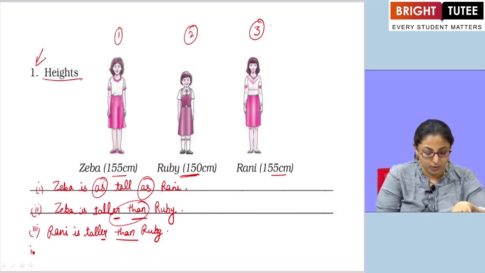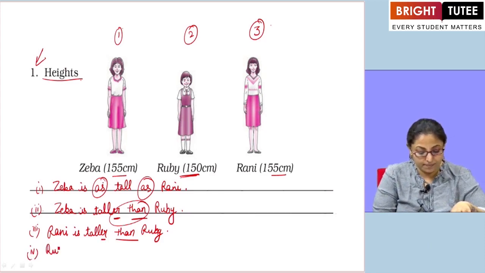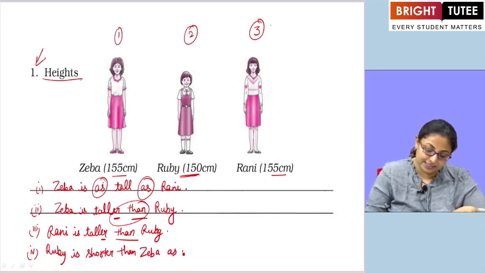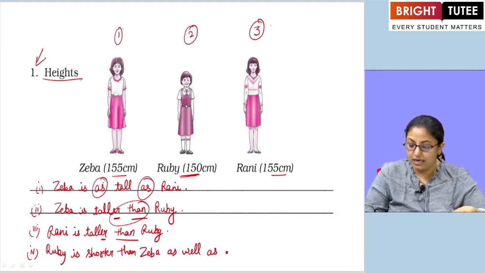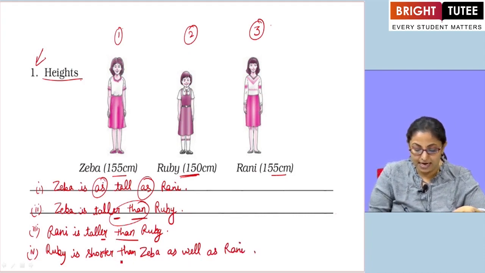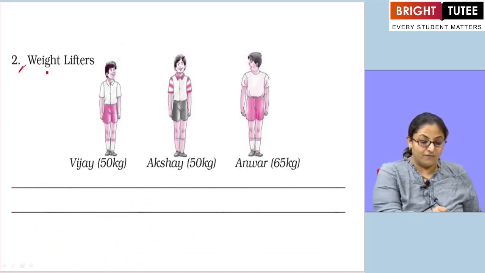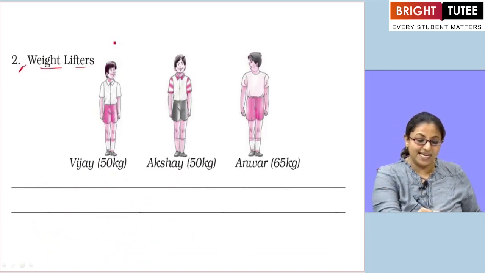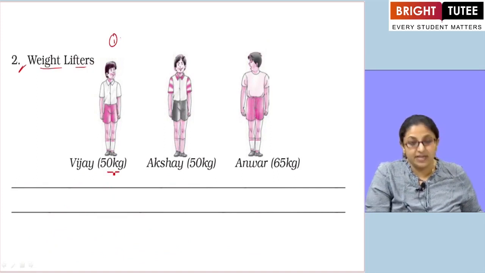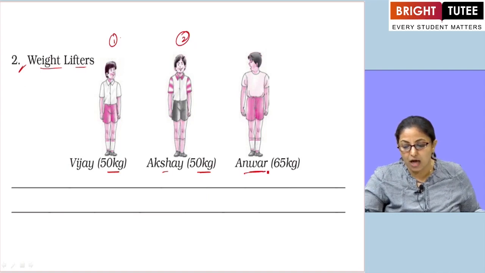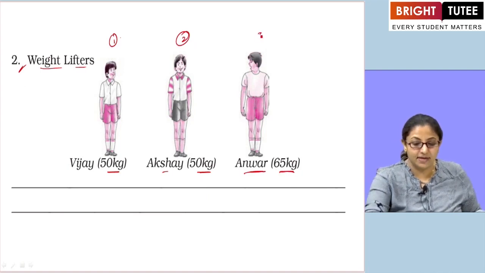And then the last one we can write is, Ruby is shorter than Zeba as well as Rani. Now we have used than again, right? Second one, weightlifters. So here we see Vijay is 50 kgs, Akshay is again 50 kgs, Anwar is 65 kgs.